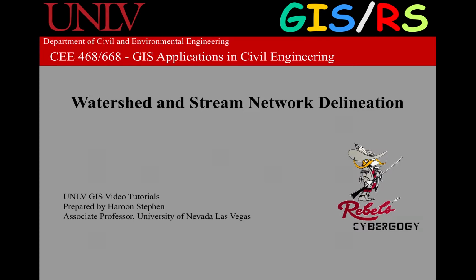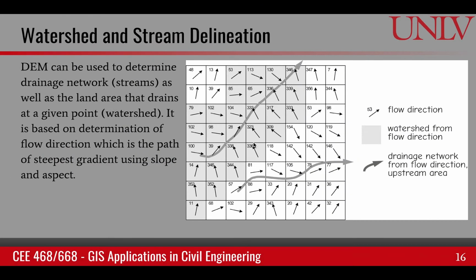In this lab, you will perform watershed and stream network delineation using DEM data. The process is based on determination of slope and aspect, which tells us about the flow direction in the watershed. Those flow directions are then used to find streams. A watershed is typically created for what we call a pour point, which is a point of interest, and we are interested in all the upslope area that contributes to that point.